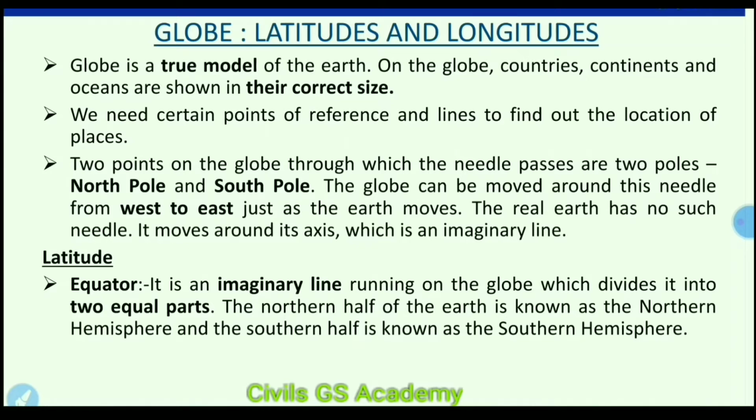In the previous chapter, you have read that our planet Earth is not a sphere. It is slightly flattened at the north and south poles and bulges in the middle. So what is the shape of the Earth? It is geoid. Now our globe. Globe is a true model of Earth. On the globe, countries, continents and oceans are shown in their correct size. So, note these 2 points, that globe is a true model. And what is the next important point? That countries, continents and oceans are shown in their correct size.